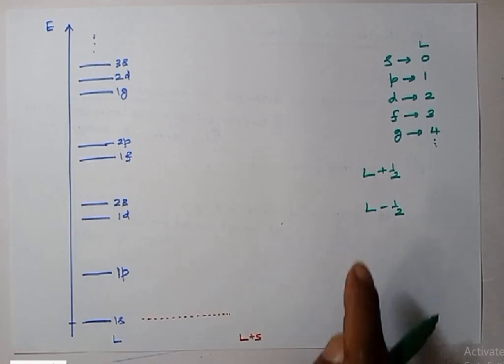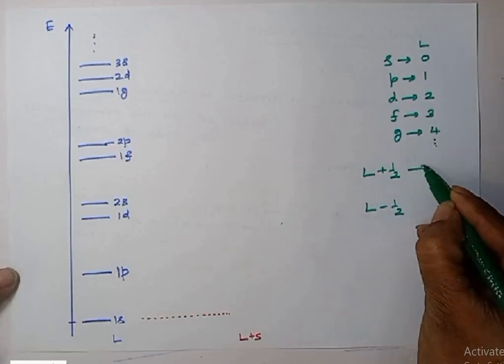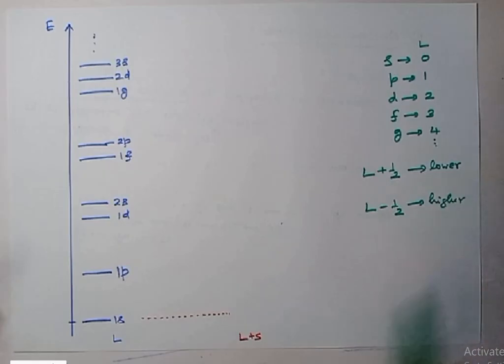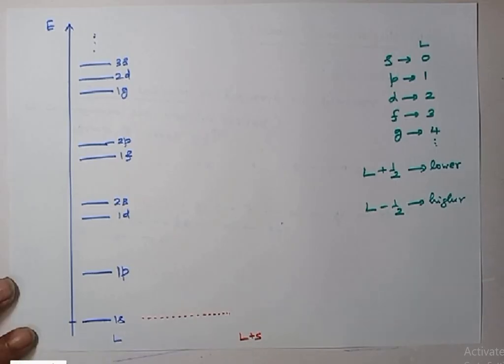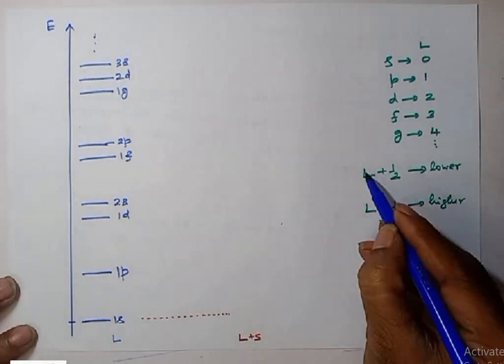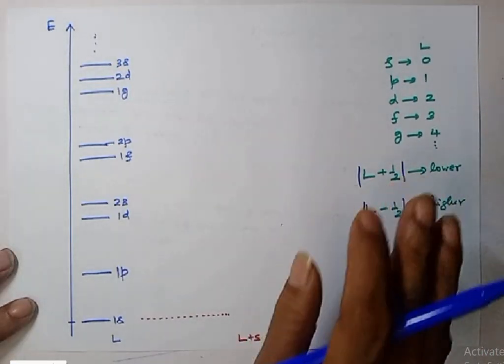What are the two levels we get? One is the L plus half level, the other one is the L minus half level. Remember, L plus half gives you the lower energy and L minus half will give you the higher energy. So for the 1s level, L value is 0. To this, we add plus half and subtract half. L value is 0, so 0 plus half and 0 minus half. What do we get? Can anyone tell me? We are taking only the magnitude. I'm sorry, I didn't write that.